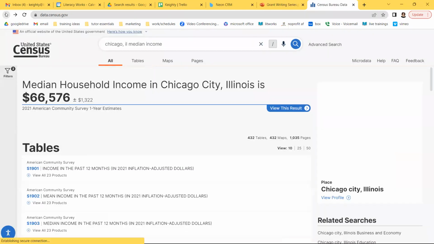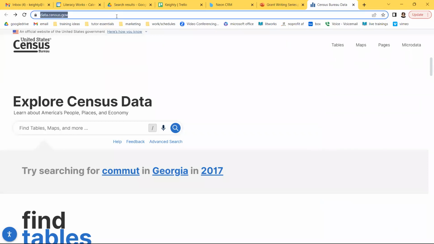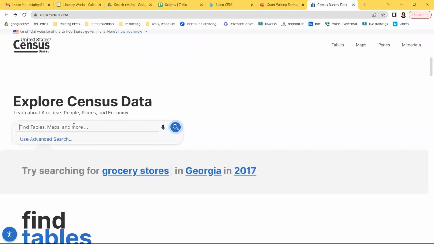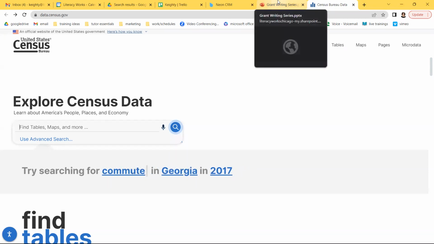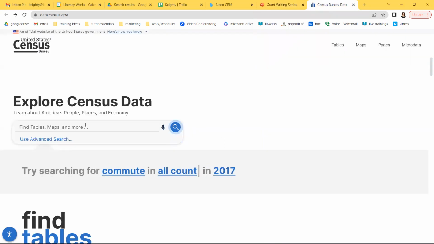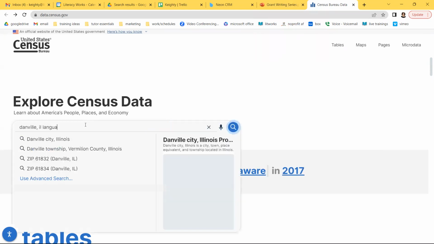I'm going through it. Okay, so first, everybody needs to go to this website that I put in the chat, data.census.gov. And once you get there, this search bar, you're going to type in your city, your state, and a topic that you want to search for. So here are some ideas of things that people have searched for in the past, but you can choose anything you want and you'll just type it here. So for example, if I wanted to type in Danville, Illinois language.